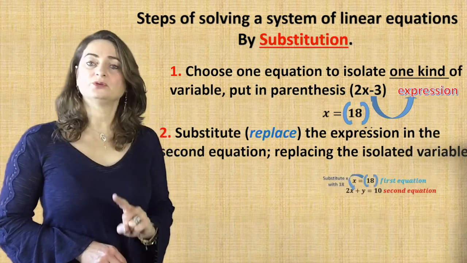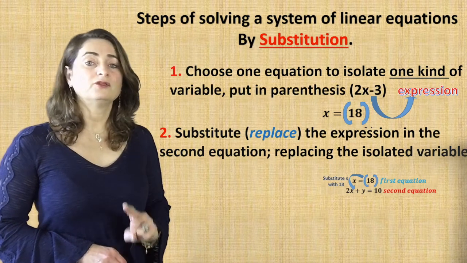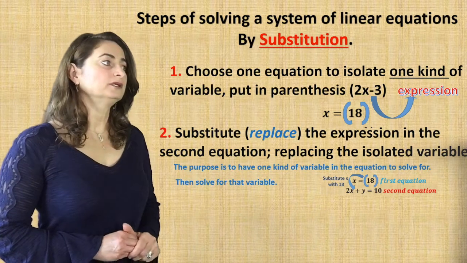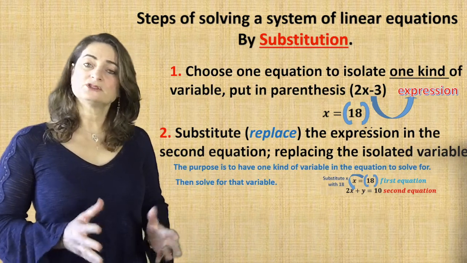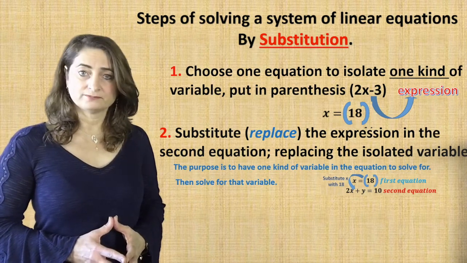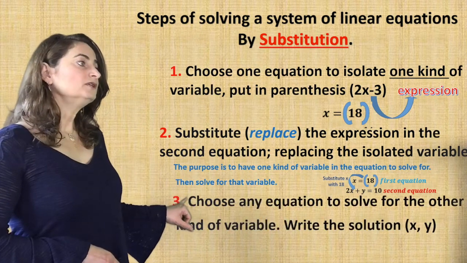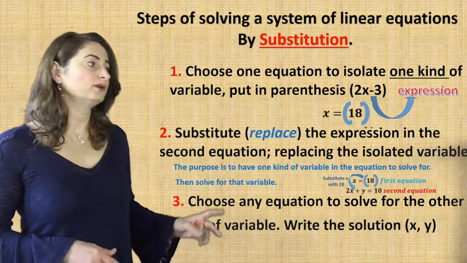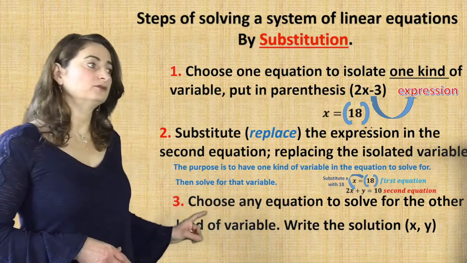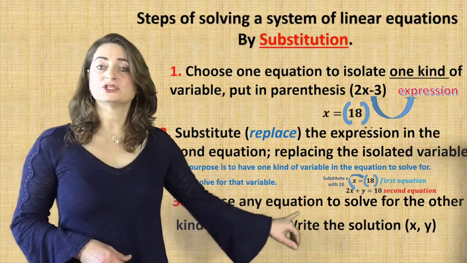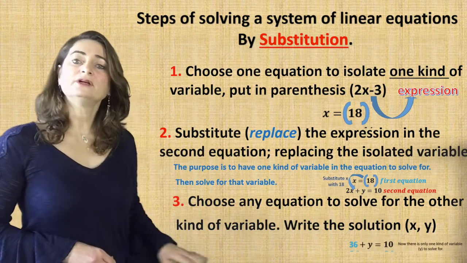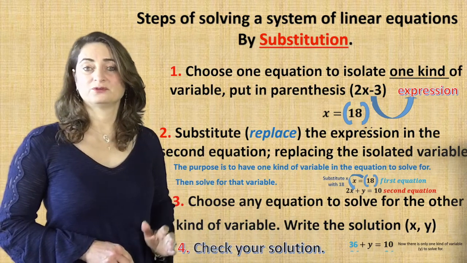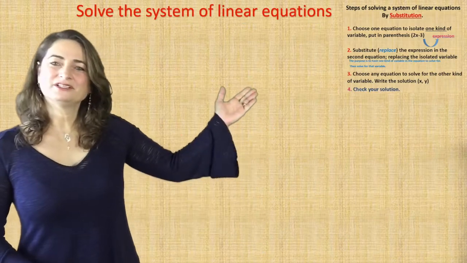Make sure that you're replacing the isolated variable, otherwise you get your answer wrong. The purpose of this step is to have one kind of variable in the equation to solve for, and then solve for that variable. Step number 3 is to choose any equation, because a system has two equations. Choose either of those two equations to solve for the other kind of variable that's left, then write the solution as an ordered pair. Step number 4 is to check your solution to make sure that it works for both equations.